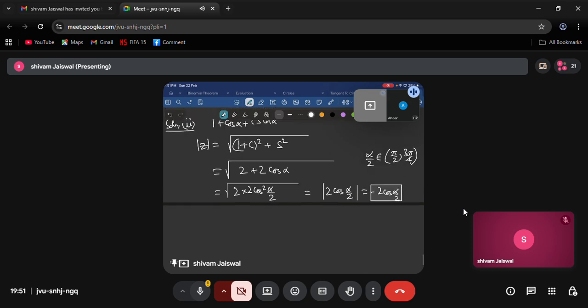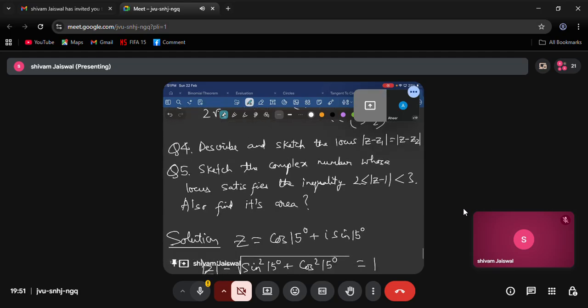Next, everyone start sketching. Describe and sketch the locus. Yes, here your answer is correct. I'm starting with number 4, everyone. Basically, in number 4, what is given? You find out the area. Area found. Okay.